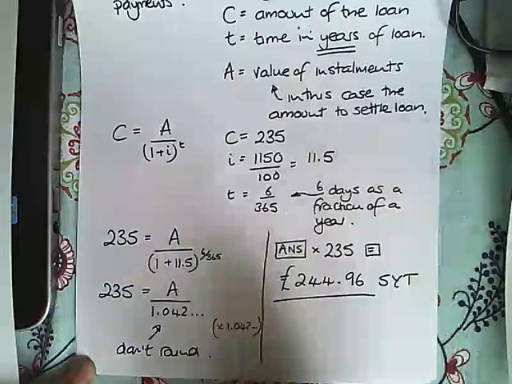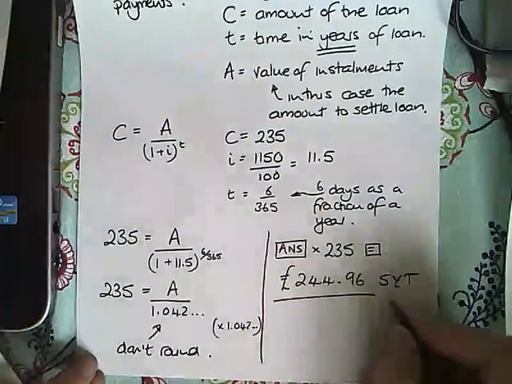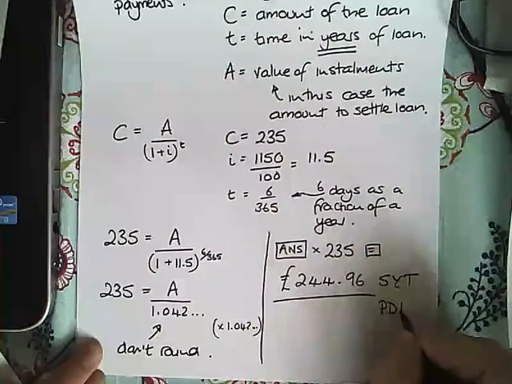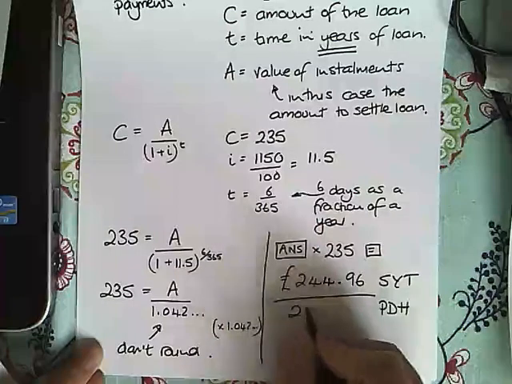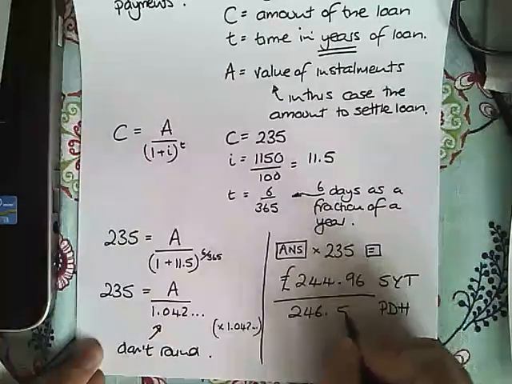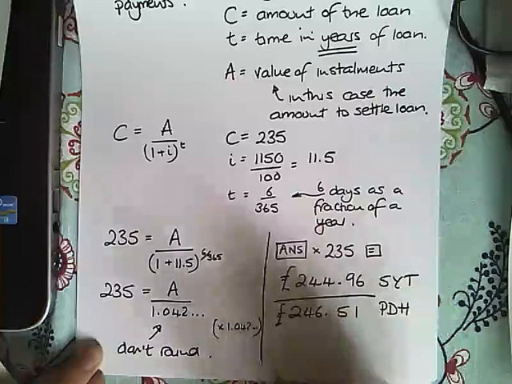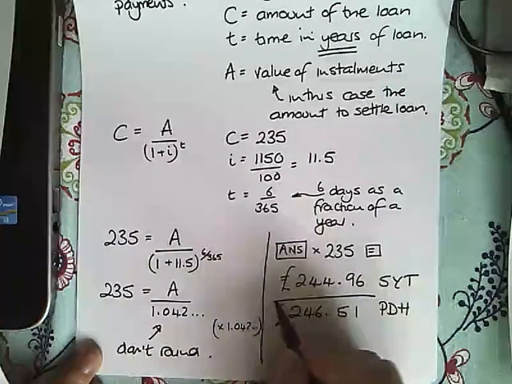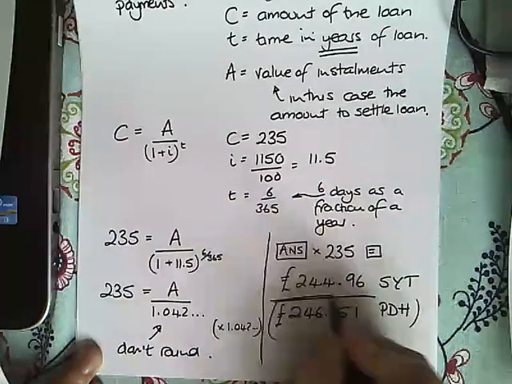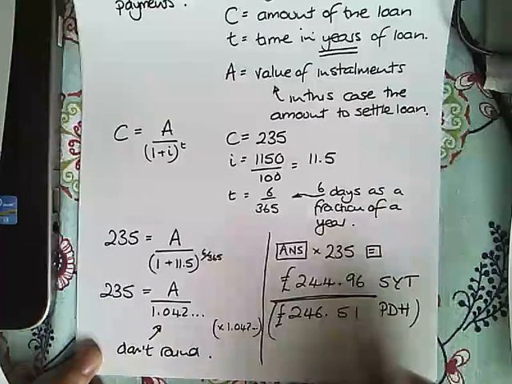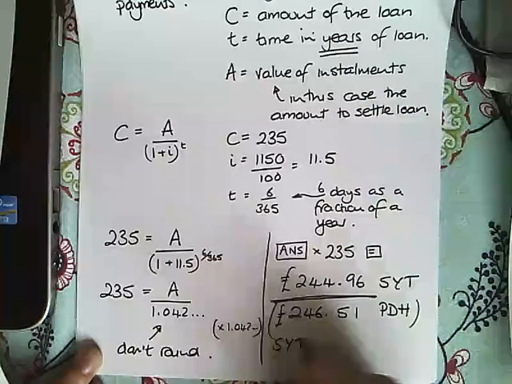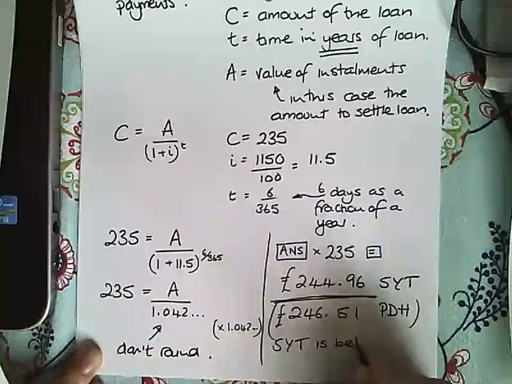We had a value for the Payday Help, which was £246.51. So if we compare both of those values, we can see that the See You Through is the better value, because you're paying back less.